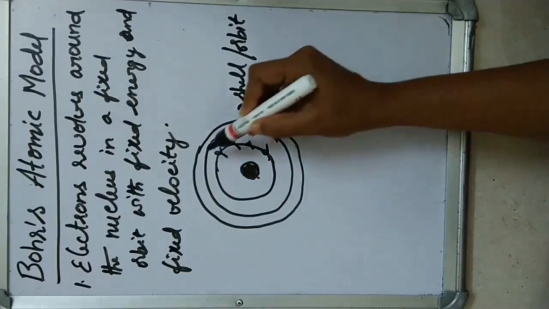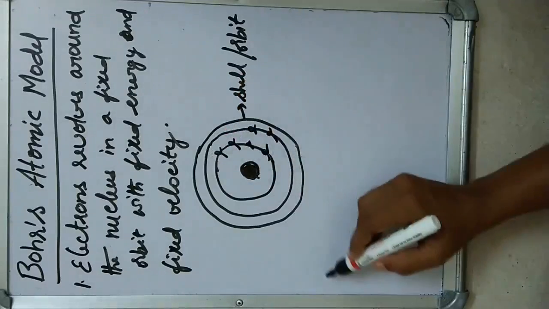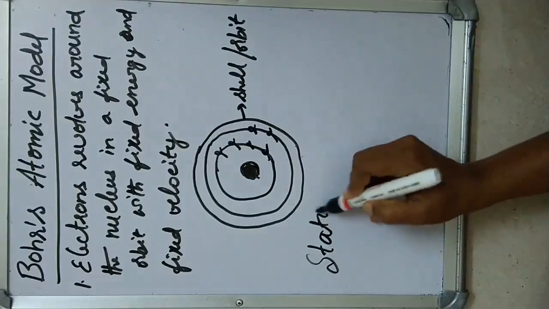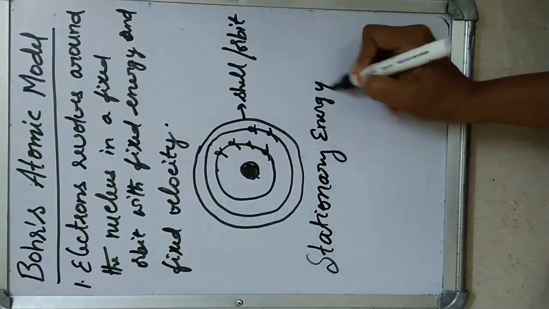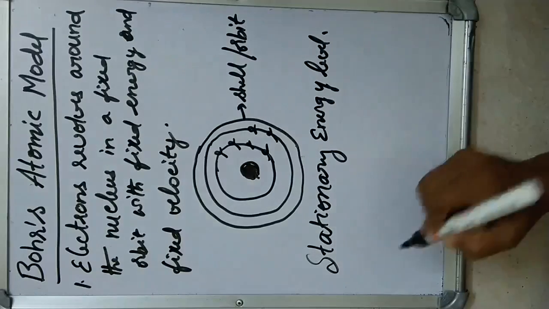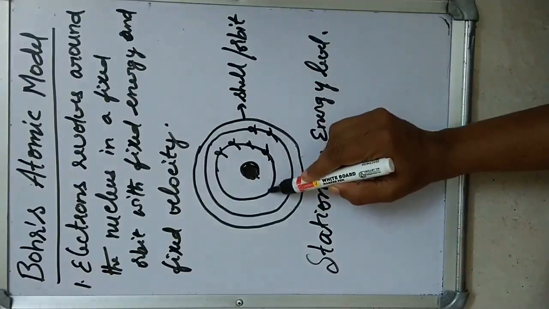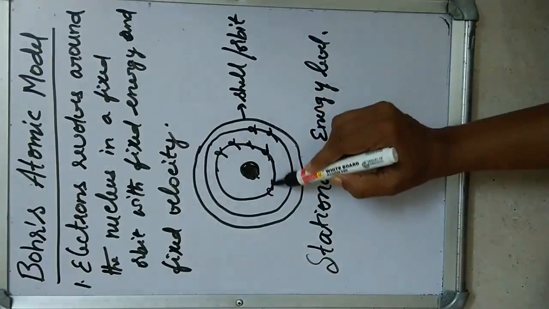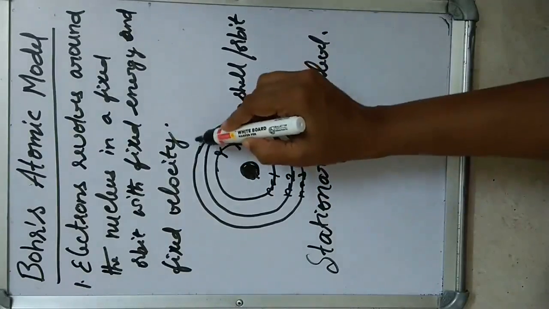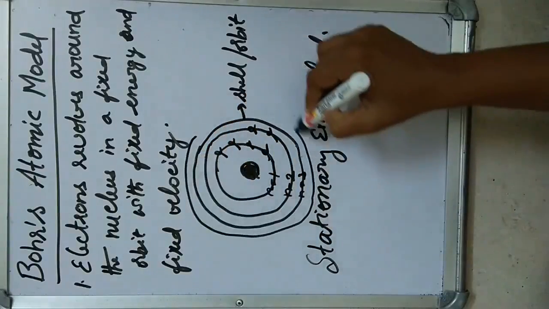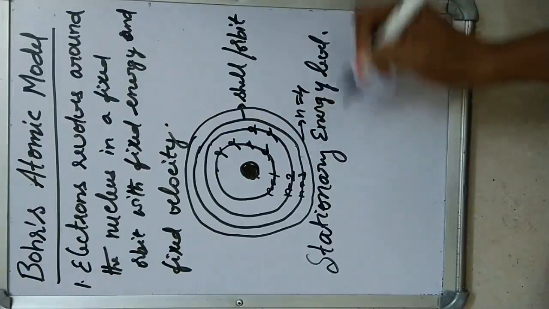These shells are also known as stationary energy levels. What is the meaning of a stationary energy level? These shells are considered as n. So this is n is equal to 1, n is equal to 2, n is equal to 3. If I draw one more circle around the nucleus, then this is n is equal to 4. Like that it will go.